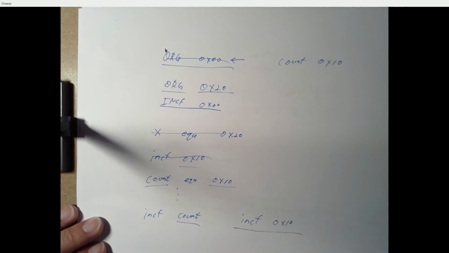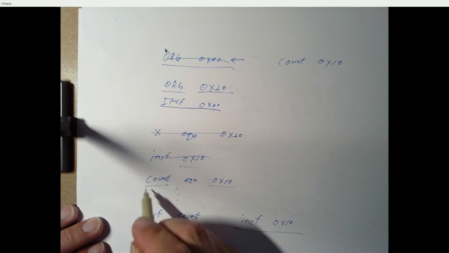Right, so this is what we would normally write, but we write this, it's easier to read. And then if we decide that count needs to go somewhere else in memory, we can just change this one statement.